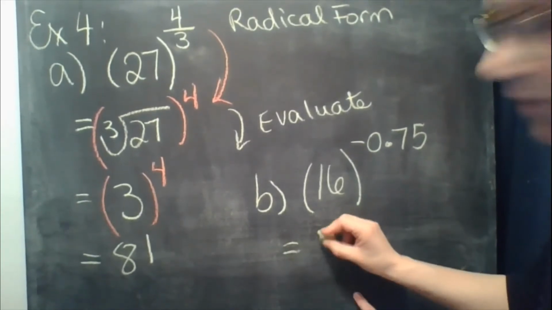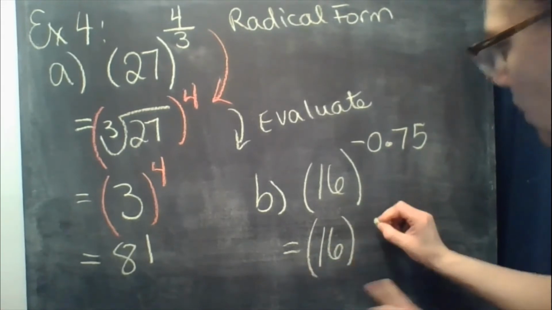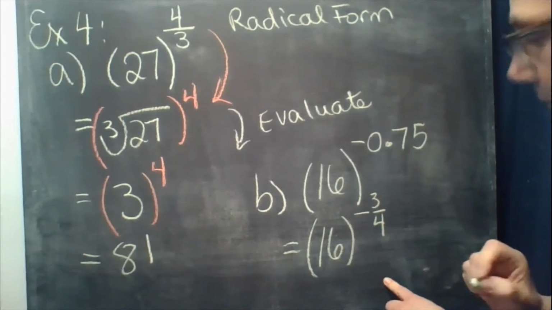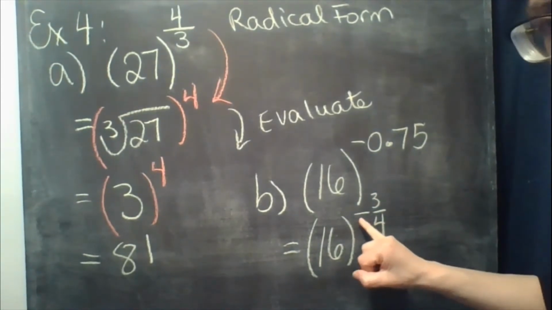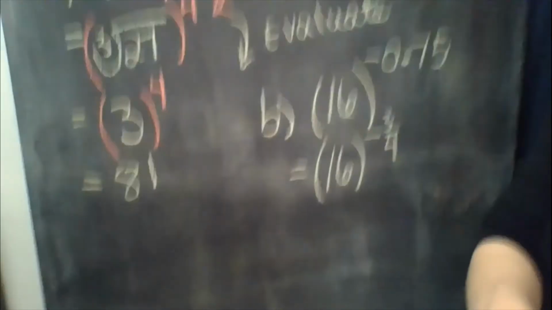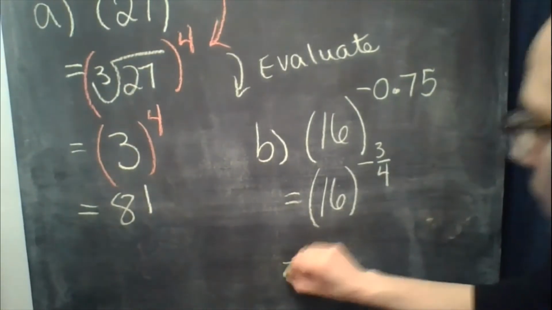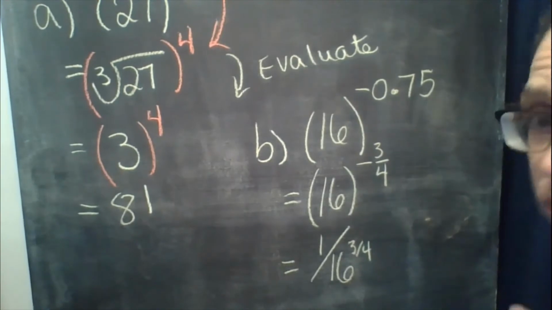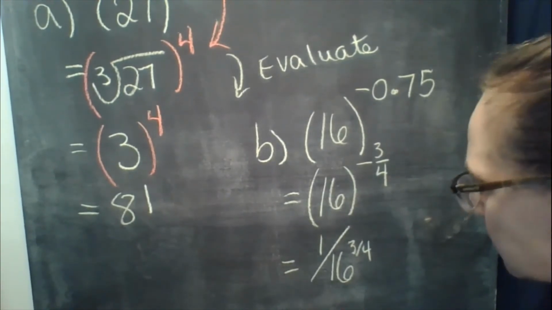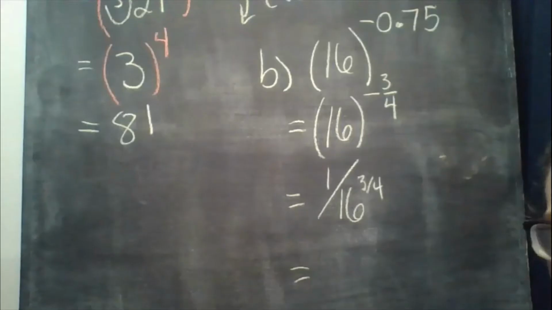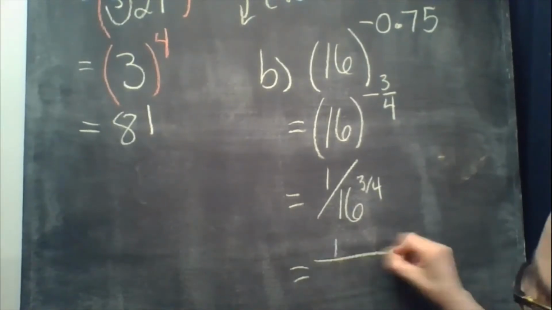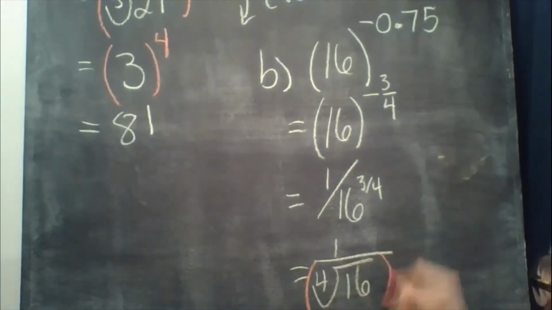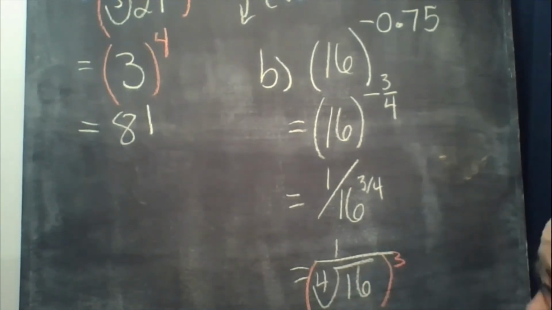Okay. Let's do that first. Otherwise, it might get a little complicated looking. So this is all to the negative 3/4. Okay. Let's take care of that negative first, because that's going to be the most awkward. So that means it's going to become a fraction. So 1 over 16 to the 3/4. Okay. Now let's write it in my root form. So my radical would be the 4th root of 16 all to the exponent 3. All right, let's keep going.